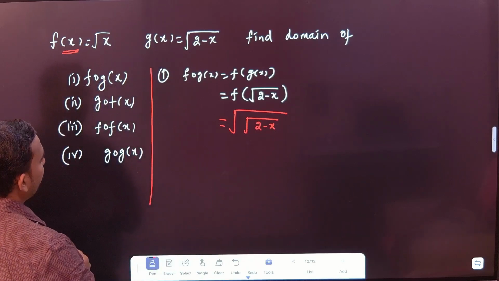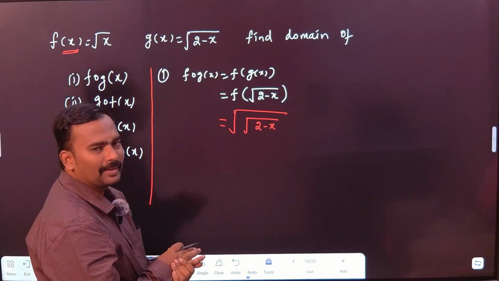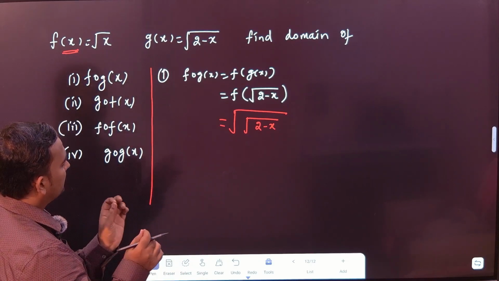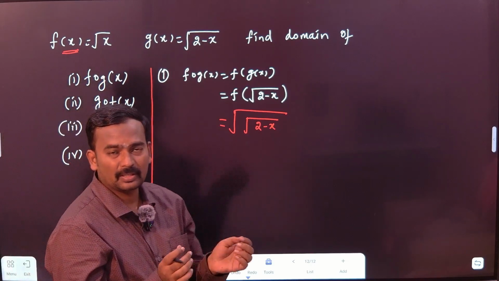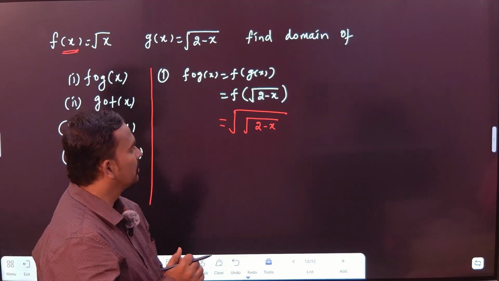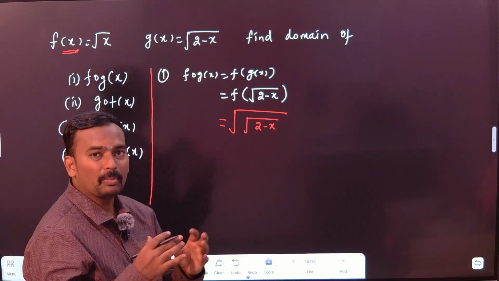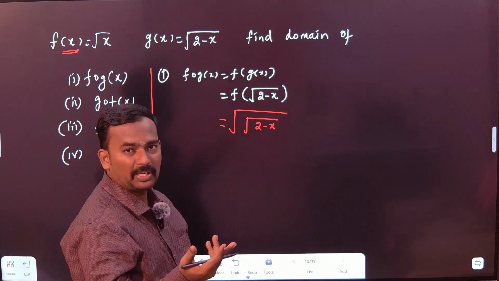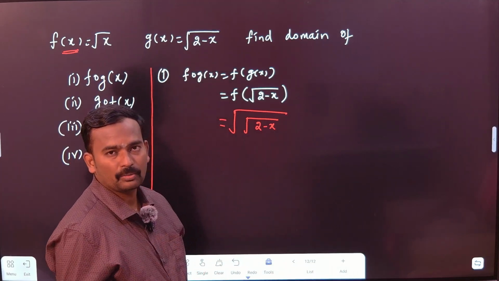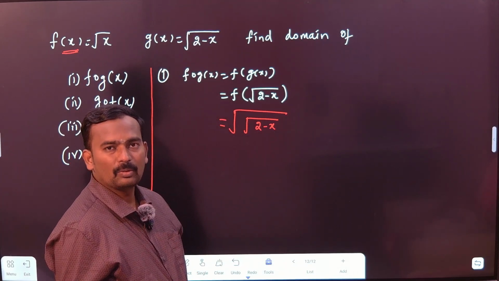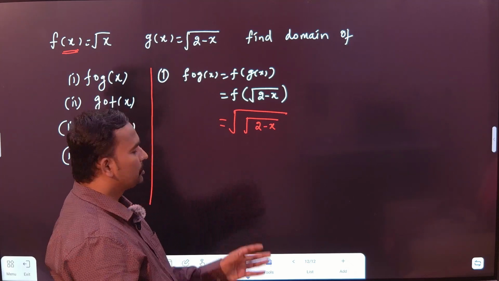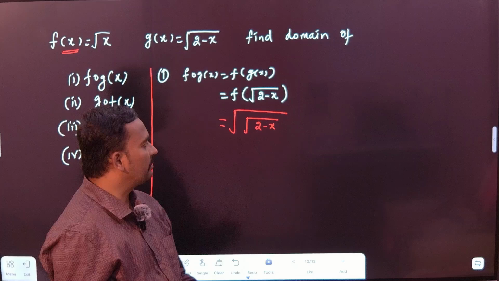Okay, so we need to find the domain. You already know that under the square root it must always be greater than or equal to 0, right? Otherwise, the domain means what? Defined values, right? For example, take 1 by x. So x is non-zero, right? Then only it is defined. If x is 0, 1 by 0 is not defined, no? So the domain means collecting the defined values.